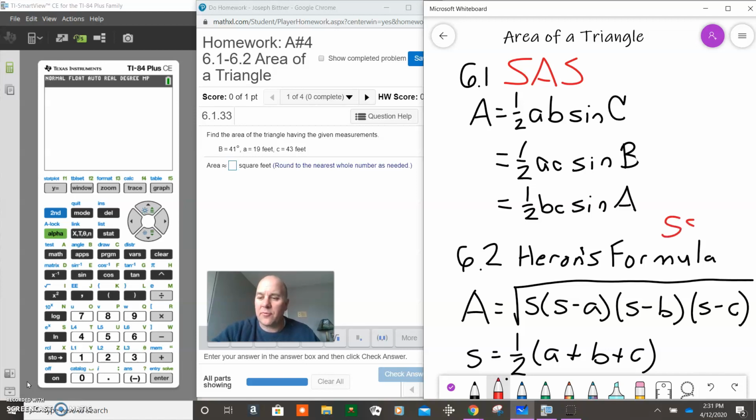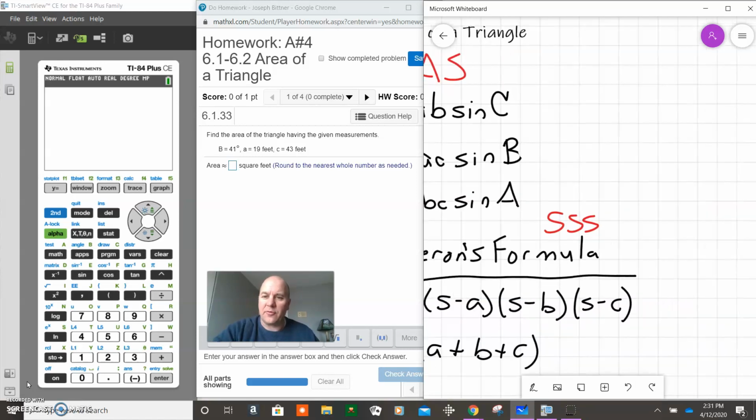When you get to Heron's formula, it's the square root of the whole thing, s times s minus a times s minus b times s minus c. Now, what is the s value? The s value is the formula that's given here. So it's almost like a two-step formula. You got to do the second part and then do the first part. All right, let's go ahead and start looking at the first problem here.